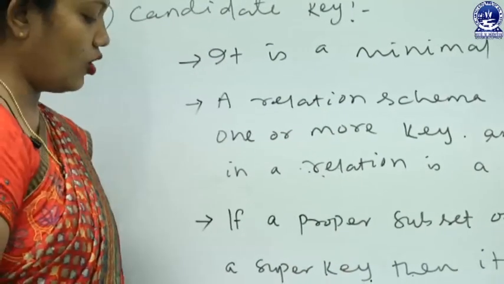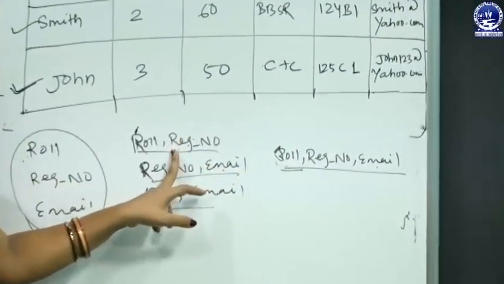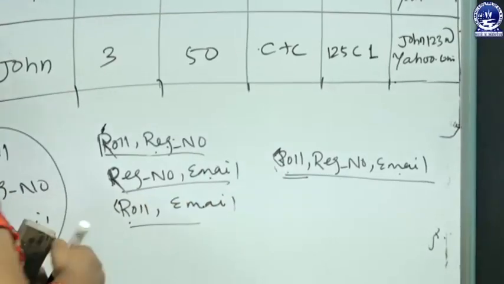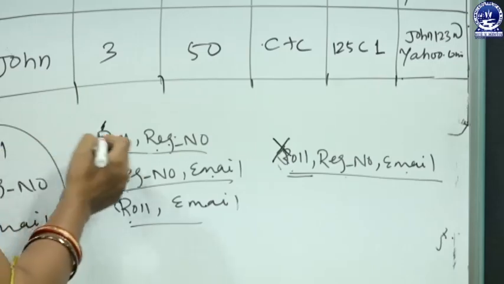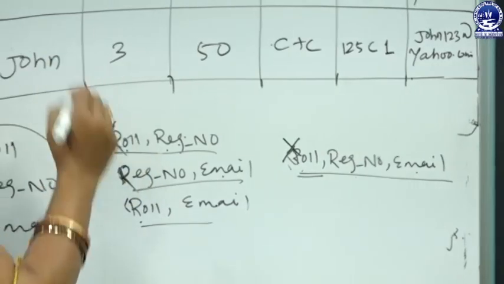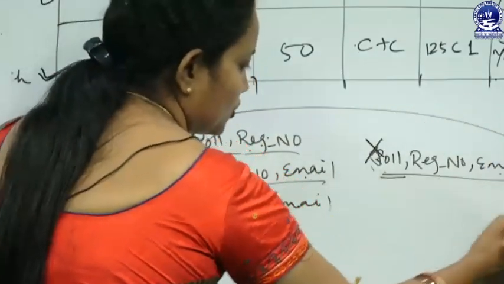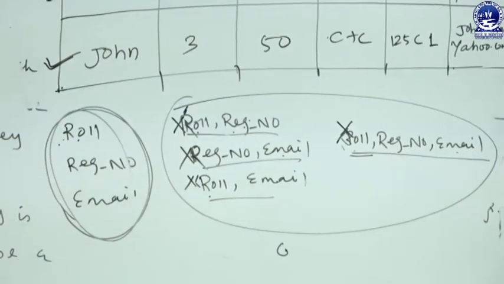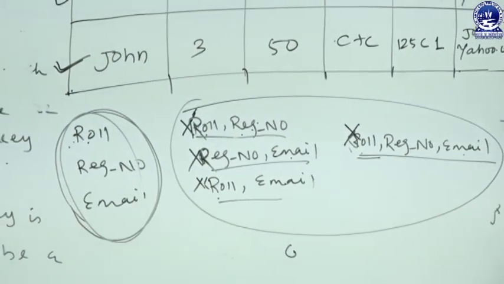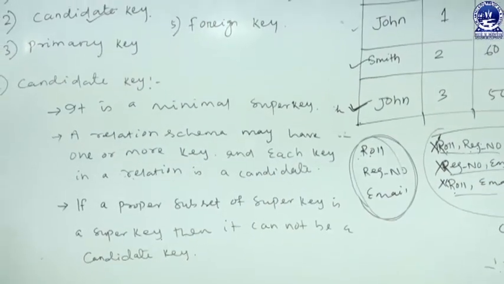If a proper subset of a super key is a super key, then it cannot be a candidate key. This is a super key, and this one is a subset of this super key. So this is not a candidate key. Similarly, this is a subset of this super key. So this is not a candidate key. In the same process, these are also not candidate keys. So these are not candidate keys, and these are the only candidate keys of the student relation. Okay. Then next we will discuss the primary key of the DBMS.